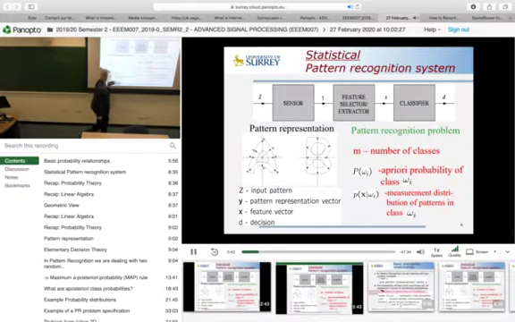Then finally, at the far end, you've got some decision, and the decision is which class is this in? Is it class omega 1 or class omega 2? So that's the decision that we need to take.